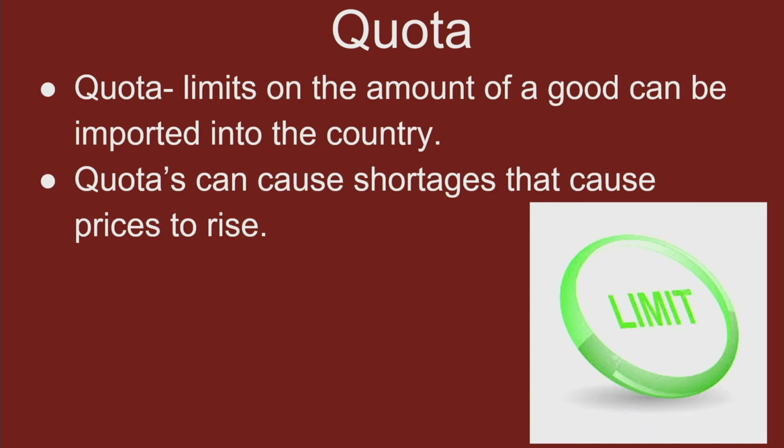So a quota is a limit on the amount of a good that can be imported into the country. So only a certain number of that product can be brought in. This can cause a lot of shortages that cause those prices to rise. The supply and the demand kind of make that a little bit harder to produce.